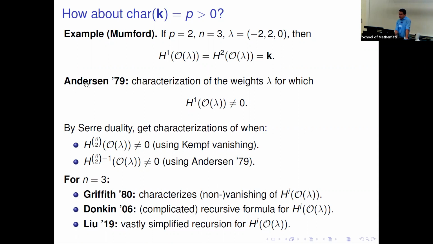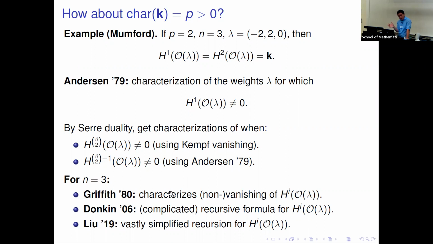Okay. So then Anderson gave a complete characterization of the weights where H1 is non-zero. And then once you know Kempf vanishing, and this result of Anderson, you could apply Serre duality, and try to understand what happens with cohomology groups at the top. So the flag variety is dimension n choose 2, so you'll get a characterization for when these two cohomology groups are non-zero. And again, in the middle, the problem is wide open. Yes, so just understanding even the vanishing and non-vanishing in the middle is not understood. Okay, so the best results are for n equals 3. So Griffith was a student of Mumford. In his thesis, he characterized the vanishing and non-vanishing for cohomology on the three-dimensional flag variety.